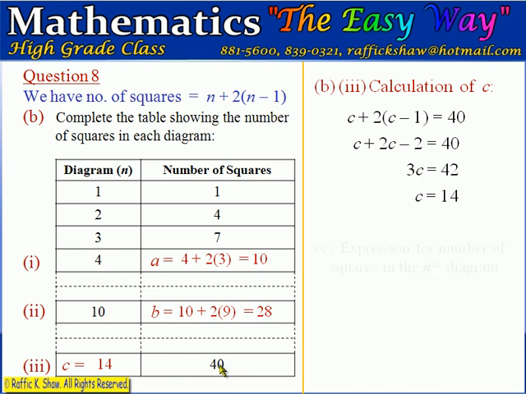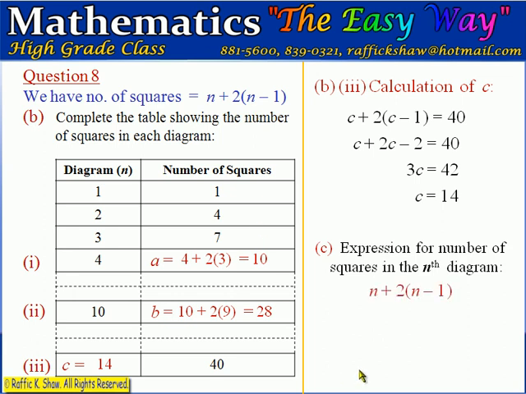Let's move down now to part C. Part C wants us to give an expression in terms of n for the number of squares in the nth diagram. Find an expression for the number of squares in the nth diagram. We can start with this formulation that we have for the number of squares and reduce that to a simpler term. The number of squares in the nth diagram will be equal to this.